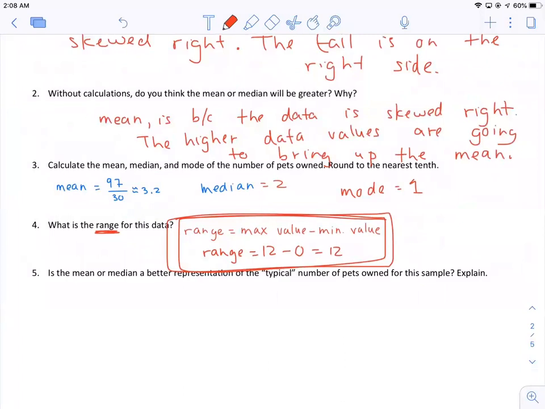And lastly, is the mean or median a better representation of the typical number of pets owned for this sample? Explain.